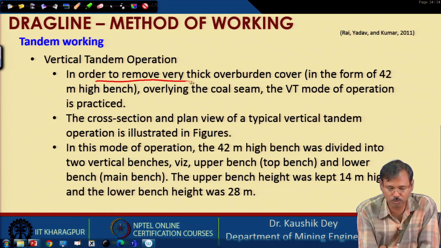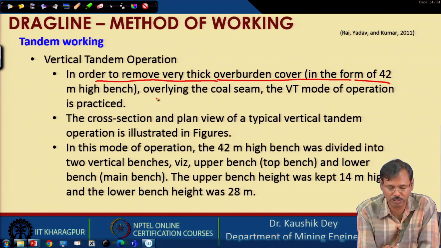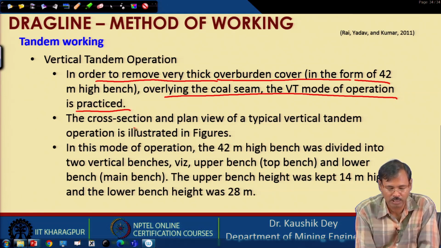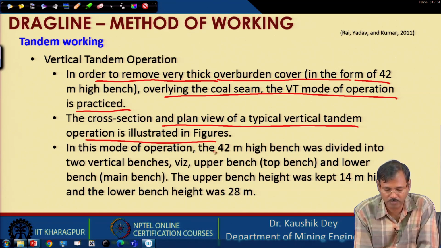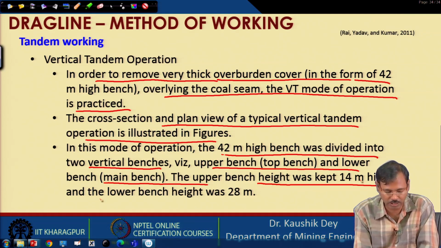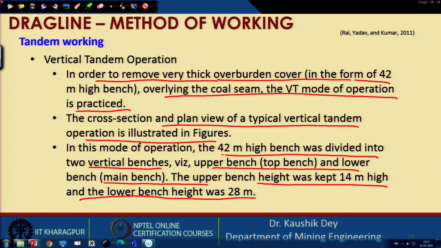In order to remove a very thick overburden cover, say a 42 meter bench height or something like that, the vertical tandem method is practiced, and this is illustrated in the figure. This high bench is divided into two vertical benches, and an upper bench and a lower bench are considered here. Upper bench height is kept a little bit low and lower bench height is kept a little bit more.